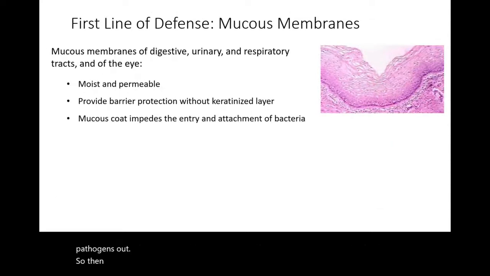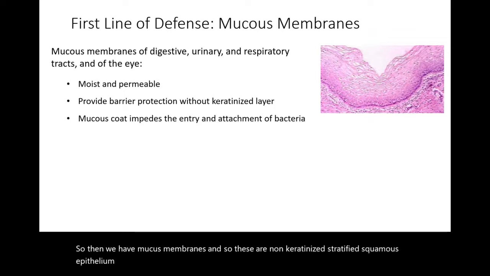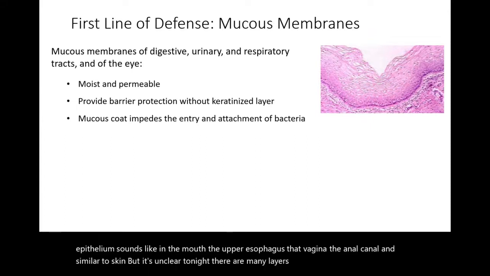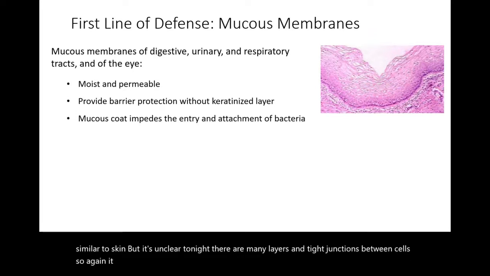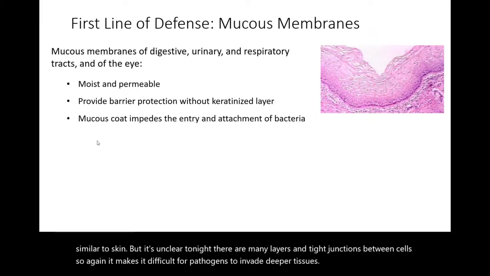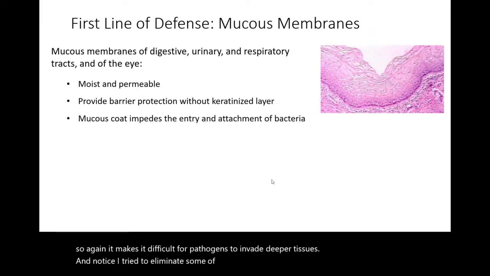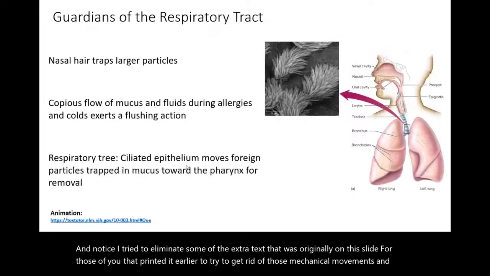Then we have mucous membranes. These are non-keratinized stratified squamous epithelium found in the mouth, the upper esophagus, the vagina, and the anal canal. Similar to skin, but unkeratinized, there are many layers and tight junctions between cells. So again, it makes it difficult for pathogens to invade deeper tissues. And notice I tried to eliminate some of the extra text that was originally on this slide, for those of you that printed it earlier, to get rid of those mechanical movements and chemical properties.